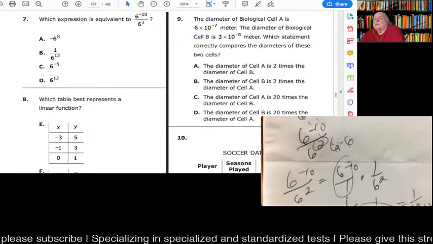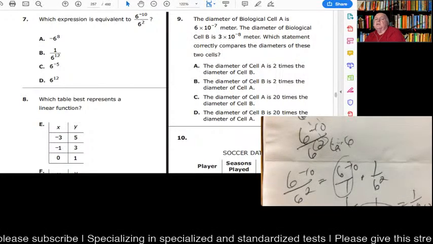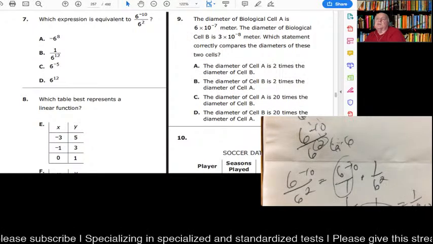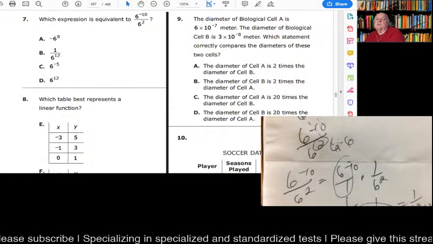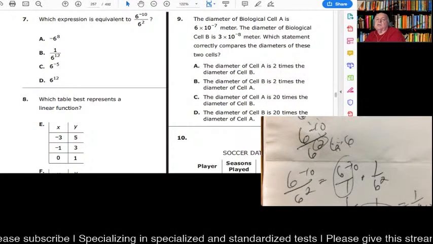I normally like to say to do all your SHSAT math on paper, but this is easy enough to just look at and go with 6 to the minus 10, the bottom 6 squared: minus 10 minus 2 is minus 12, 6 to the minus 12th. Where is that?